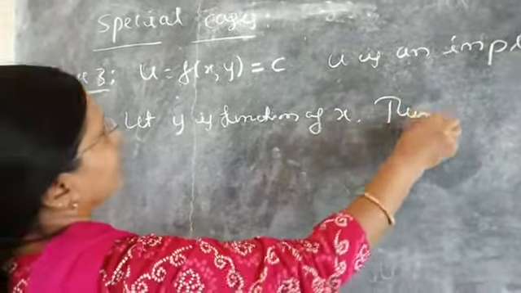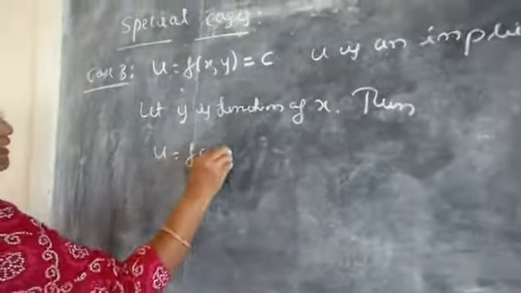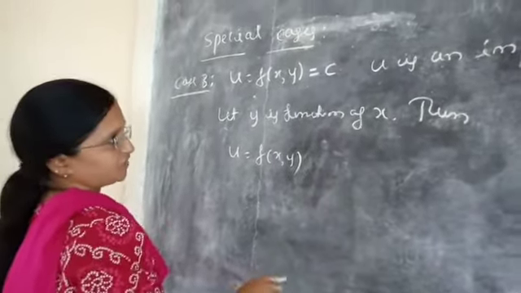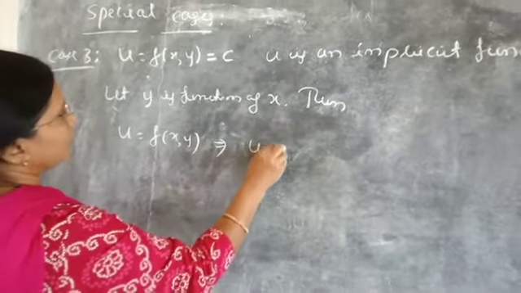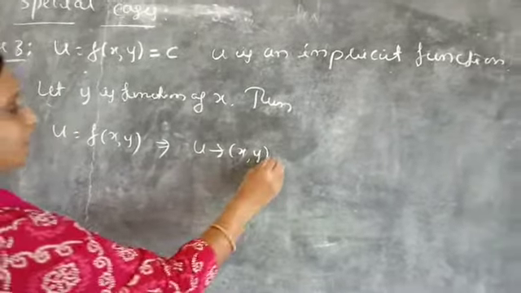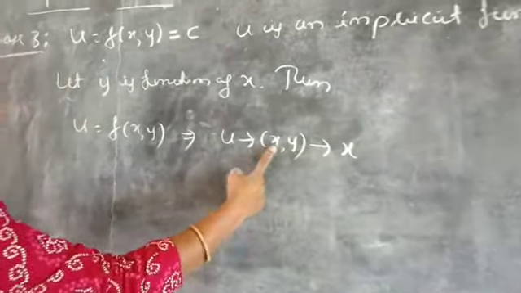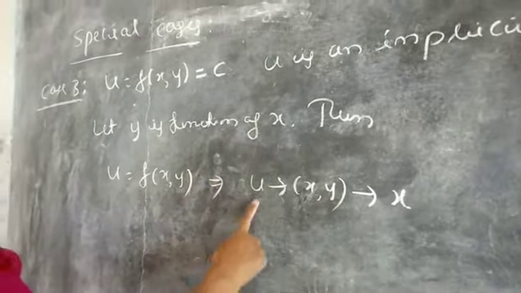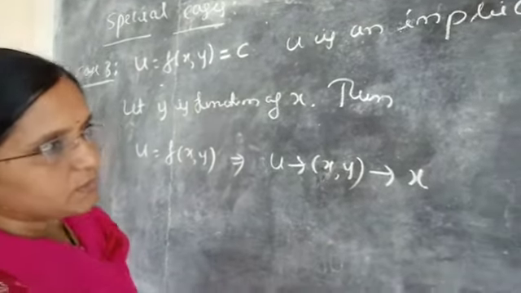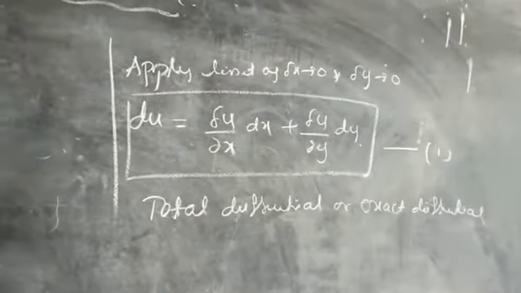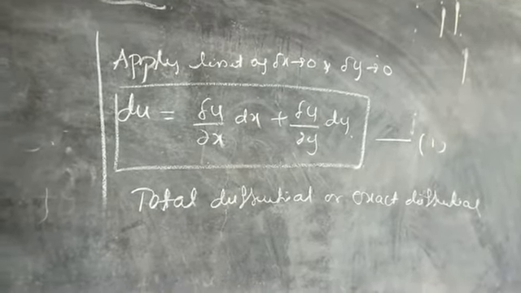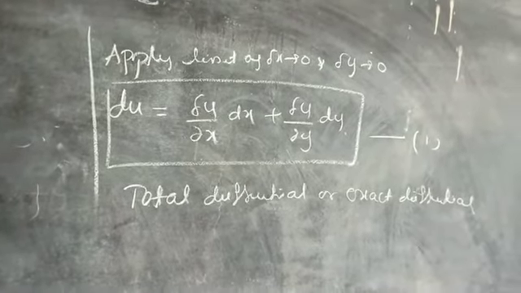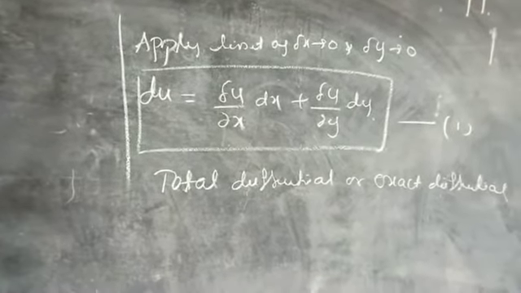Then u is a function of x and y, and y is a function of x. So u is in terms of x and y, and y is in terms of x only, because x is x and y is also in terms of x. So u is a function of only one variable x. From equation number 1, we know that if u is a function of x and y, and x and y are in terms of t, the total derivative is given by du = ∂u/∂x dx + ∂u/∂y dy. We use that here.